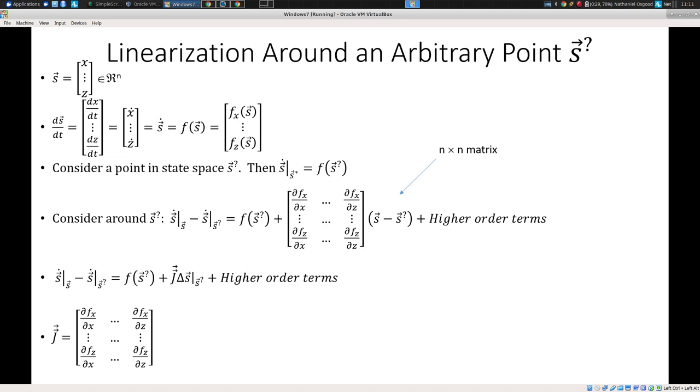Okay, so I want to talk now about these systems in general, which will help us understand linear systems, but also note that for many systems, in general for smooth continuous systems, we can characterize them in a linear way. So consider that we have a state vector given by x, dot dot dot, z, which in general will be an element of real n-dimensional space.